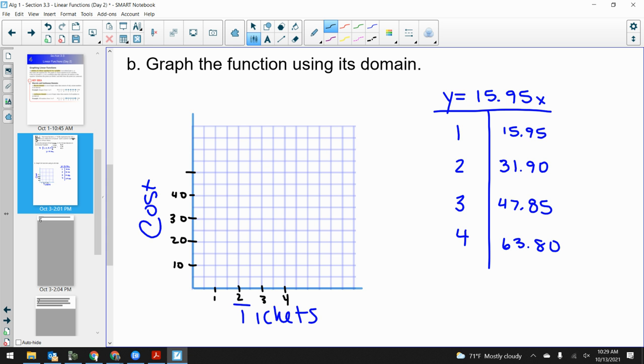But make sure that you label that. I'm not going to be guessing at what your scale is. You have to label your scale. Every time you change it, you must label it as well. Now let's graph our points. 1, 1595. 2, 3190. 3, 4785. 4, 6380.